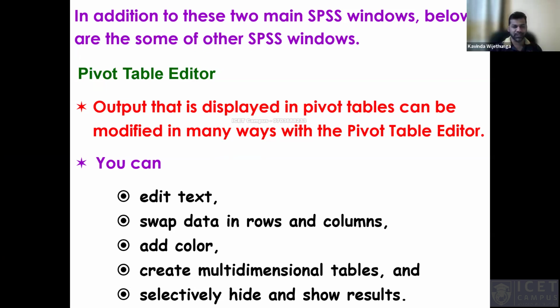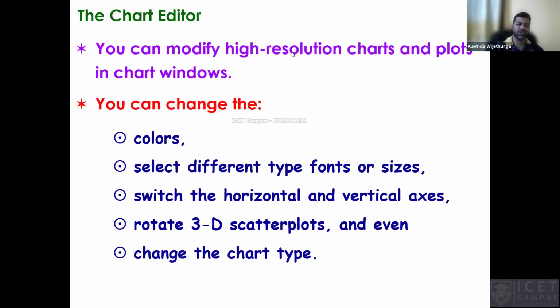You can edit text, swap data in rows and columns, add colors, create multidimensional tables, and selectively hide and show results. Those editing parts we can do in the output window with the pivot table, by double clicking on a table displayed in the output window. That is not a very complex thing, but there is no need to do these additions, because we can just take this output, copy and paste it into your Word document.